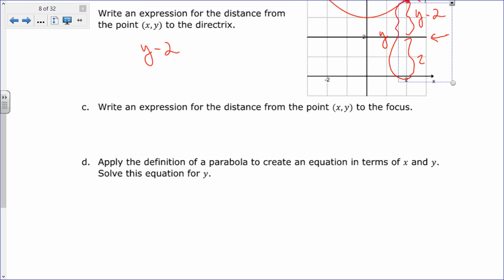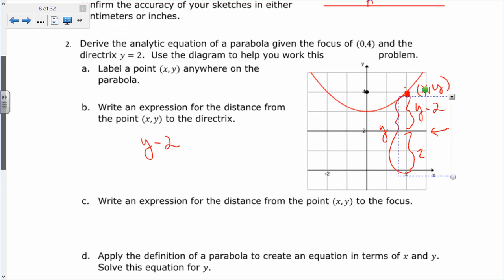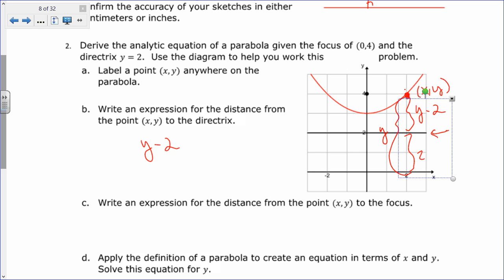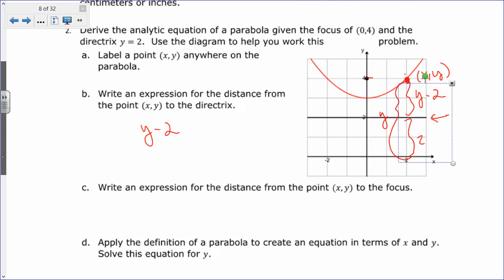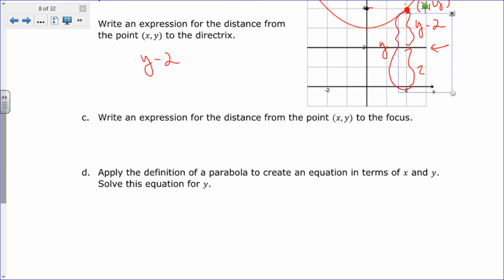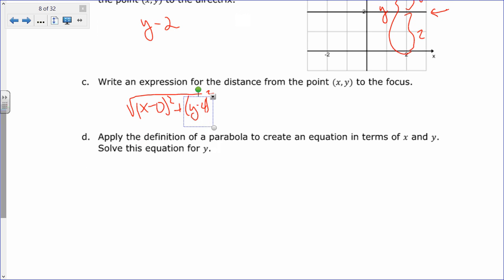Write an expression for the distance from the point (x, y) to the focus. Well, that goes back to trying to draw a right triangle here, but it's not going to work because of my picture, so we're going to have to use our distance formula. And my distance formula from this point to the point (x, y) would be the square root of (x minus 0) quantity squared plus (y minus 4) quantity squared.